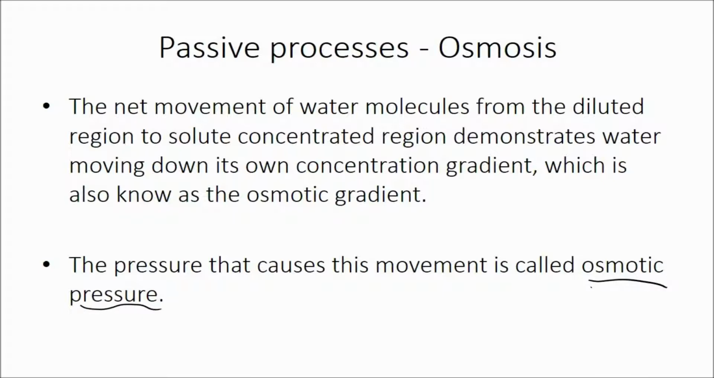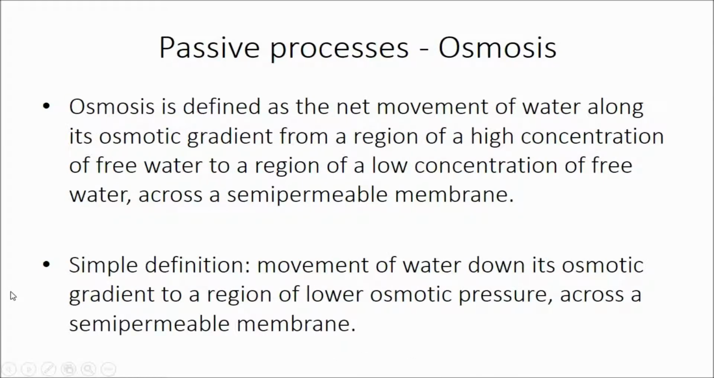So again, just to recap that first dot point, we've got the net movement of water molecules from a region of high concentration or high osmotic pressure to a region of low osmotic pressure. We call this the osmotic gradient. Just to finish up on osmosis, I'd like to give a little bit of a definition here or two.